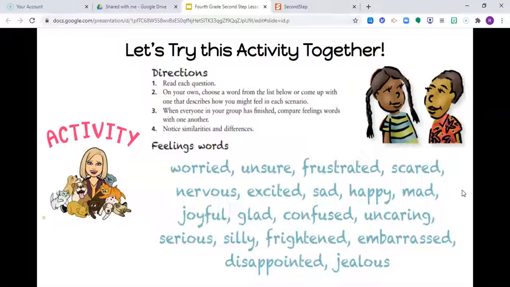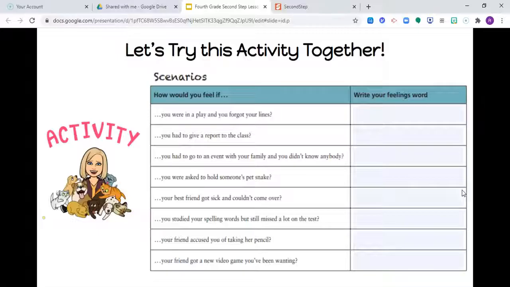Think of a time during the day when it might be important to recognize and understand the other person's feelings. So this is another activity you can do together. If you were in a play and you forgot your lines, so maybe you were acting something out, how would you feel if you were acting and you forgot your lines?